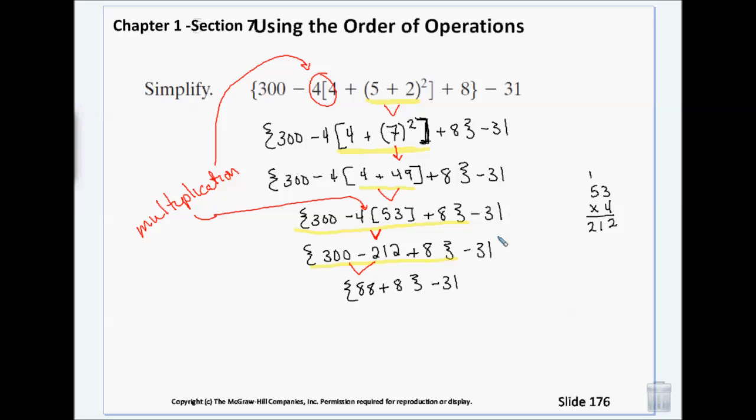You notice this poor minus 31 has just been hanging out this whole time. This plus 8 has just been hanging out this whole time. I'm still in the braces, so I'm going to do 88 plus 8. It's going to give me 96 minus 31. And finally, I'm almost done. 96 minus 31 is 65.